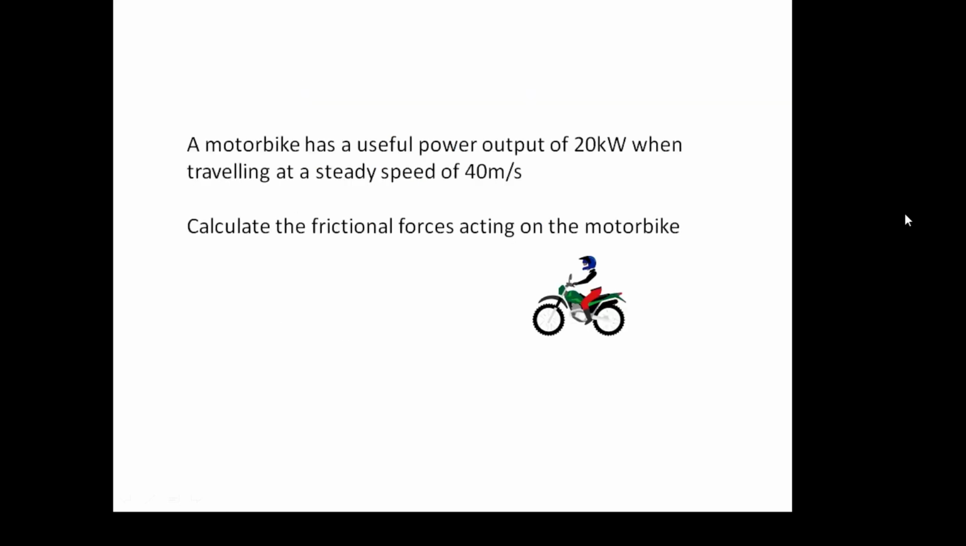A motorbike has a useful power output of 20 kilowatts when traveling at a steady speed of 40 meters per second. Calculate the frictional forces acting on the motorbike. 500 newtons, using the equation I just told you.